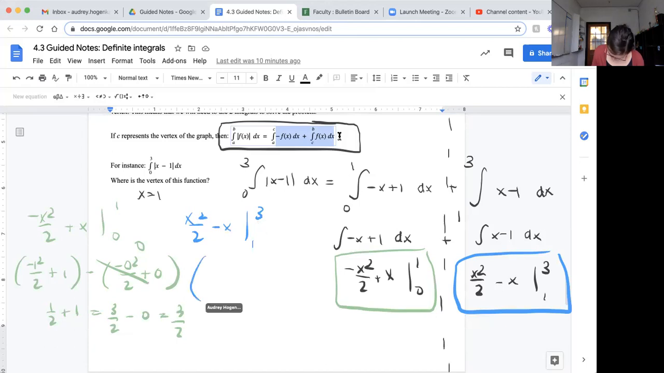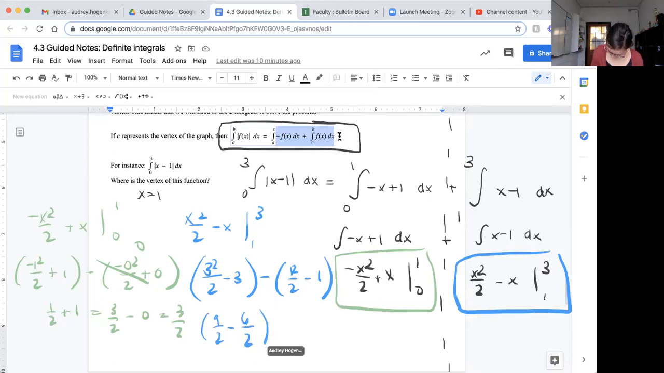And then on my other side, I have x squared over 2 minus x from 1 to 3. So I'm going to have 3 squared over 2 minus 3 minus 1 squared over 2 minus 1. So 3 squared is 9 halves minus 3 over 2 is going to be 6 over 2 minus 1/2 minus 2 over 2. So 9 minus 6 is 3 halves. So I'm going to have 3 halves minus 1/2 minus 2 is going to be negative 1/2. So it's going to be 3 halves plus 1/2, which is equal to 4 halves, which is equal to 2.